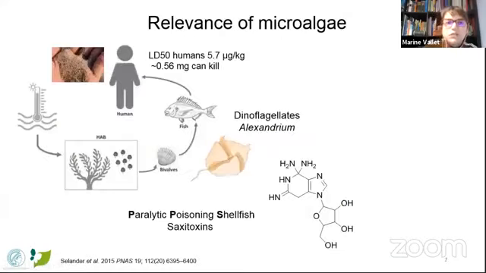Okay, so why are they so interesting? For us, we know more of the negative side of microalgae. They can produce toxins, in particular, for example, Alexandrium. You have here saxitoxin, one of the toxins that can cause paralytic shellfish poisoning in humans.